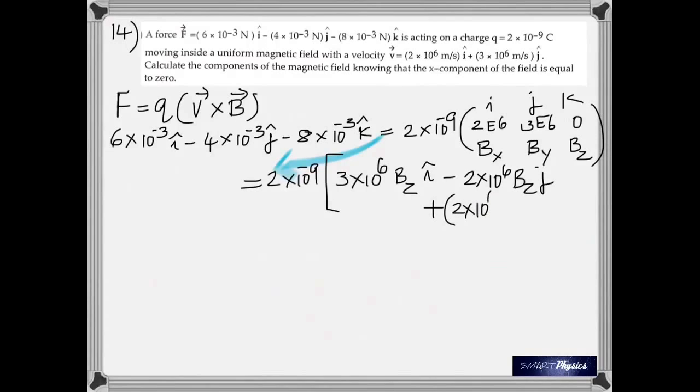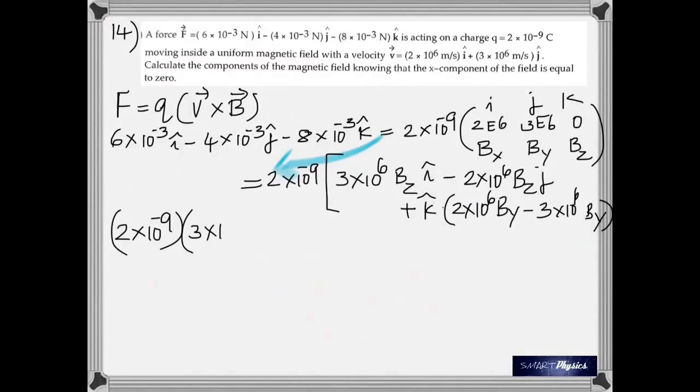Remember that the J is negative. The K has both. So got to be really careful when you write those down. And then you look at the right hand side and distribute the 2 times 10 to the negative 9.